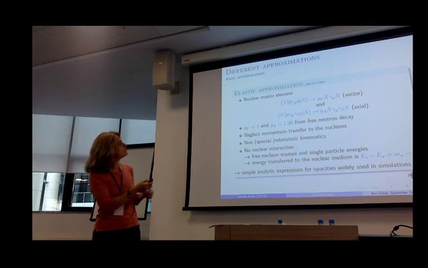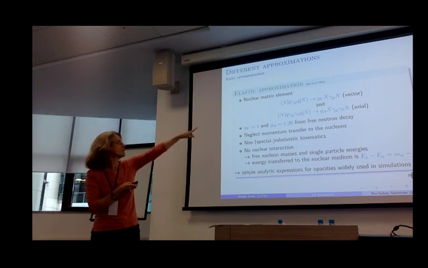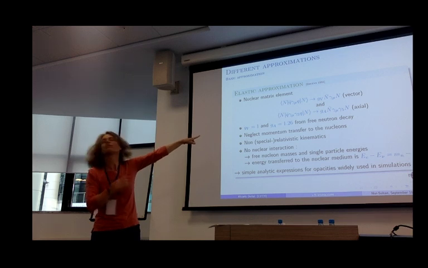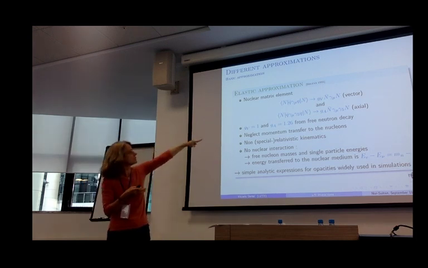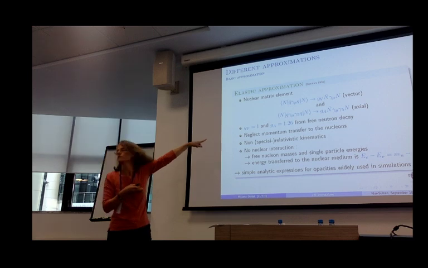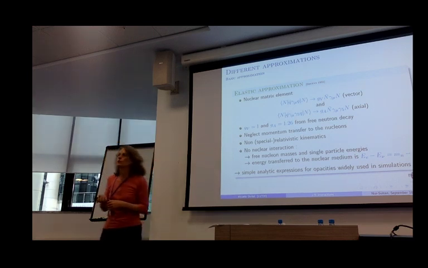So you have two channels, the vector and the axial channels, where you take just two constants: GV, which is just 1, and GA, the axial coupling, which has been determined experimentally from free neutron decay. As the nuclear matrix element you take just the vacuum value, the one determined from free neutron decay, and you neglect momentum transfer to the nucleons.